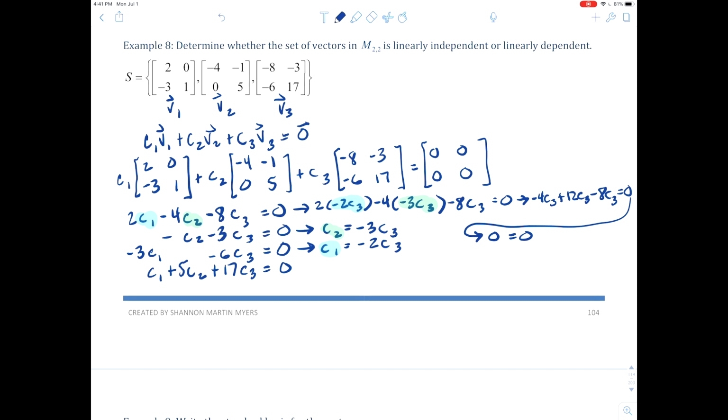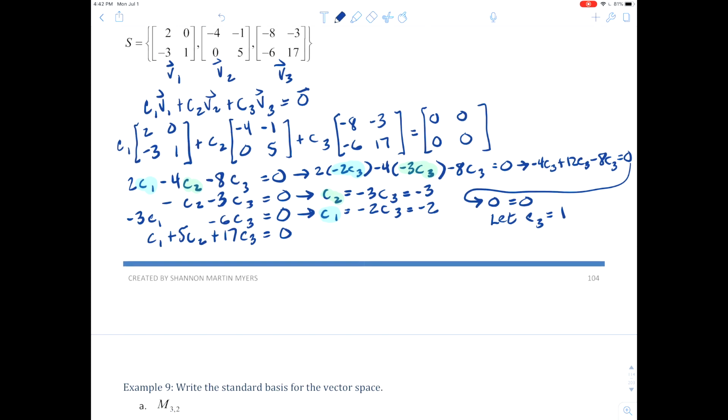So that means C3 could be anything, right? C3 can just vary. So if we were to let C3 equal 1, say, then that would mean that C2 would be negative 3 and C1 would be negative 2, right? And that would mean what? That there's a non-trivial solution, right? So this means C3 can be any real number.